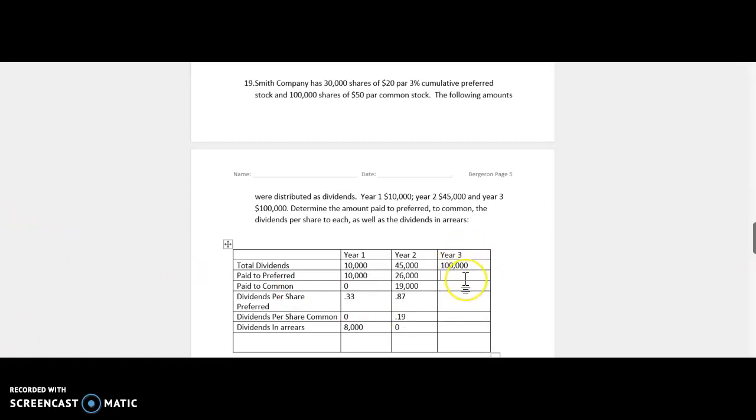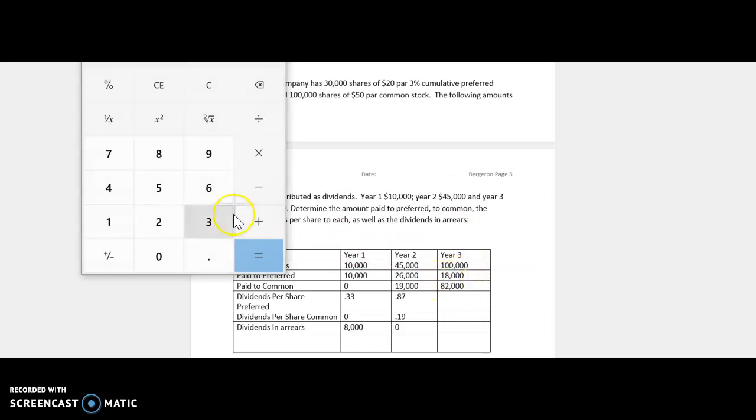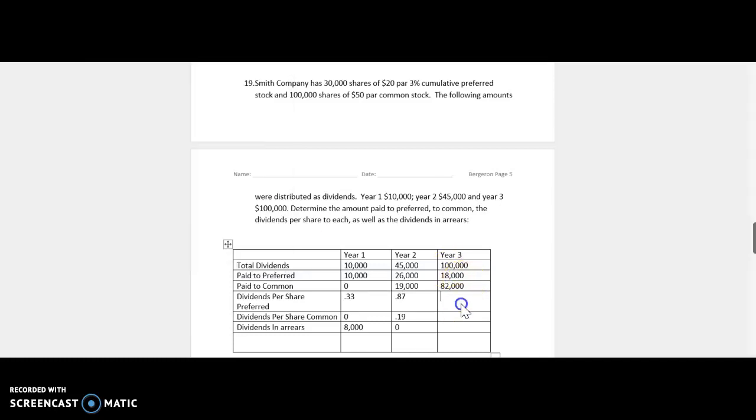Okay, year 3, I'm all caught up. I have 100,000 dividends to give out, and preferred will get 18,000, and the rest will go to common. 100,000 minus 18,000 would be 82,000. So your dividends per share for preferred, you're going to take the amount that you got for preferred, 18,000, divided by the 30,000 shares of preferred. So they get 60 cents per share.